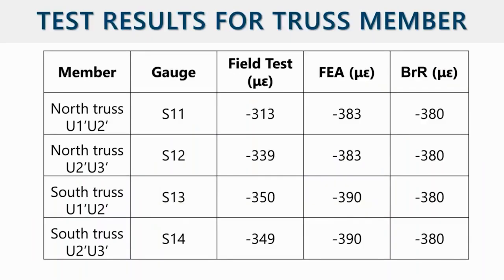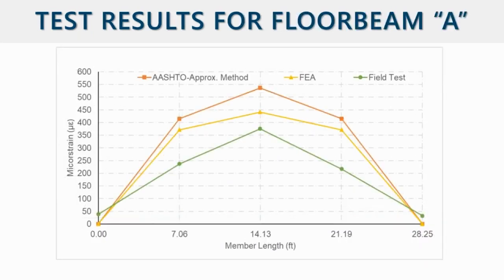Then we compared the test results for the truss members. You can see here those are the truss members that we tested, and those are the gauge numbers. This is how much microstrain we measured in the field. This is what I calculated from the finite element analysis, and this is what I calculated using the AASHTO equations. You can see what we measured in the field was much less than the finite element model and the BrR.